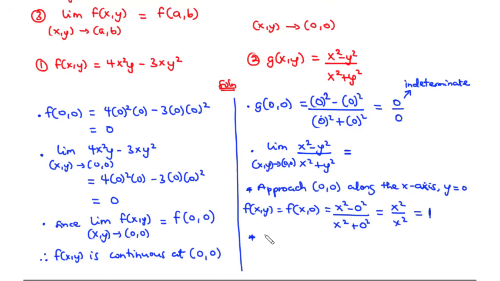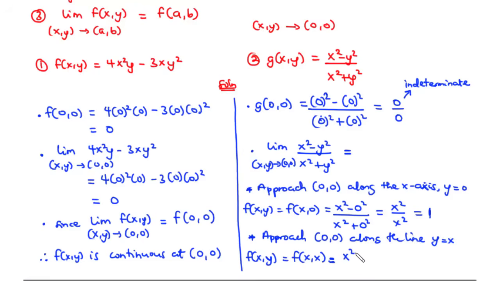Again, let's approach the point 0, 0 along the line, this time along the line y equals x. So we have f of xy equals f of x, y is equal to x. So wherever we see y, we are going to substitute x. So for this function, we have x squared minus x squared divided by x squared plus x squared, and this is equal to 0 over 2x squared, and that is still 0.